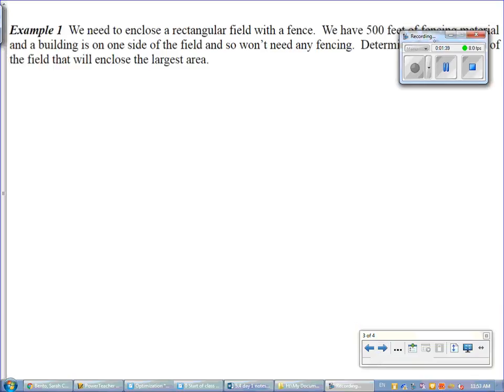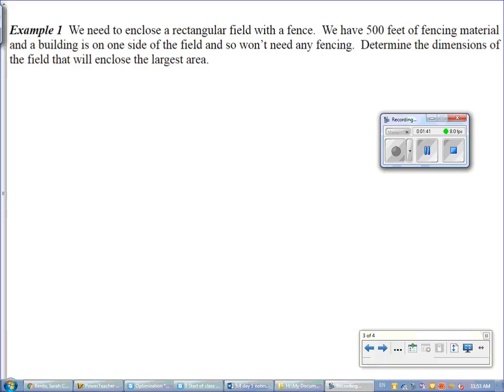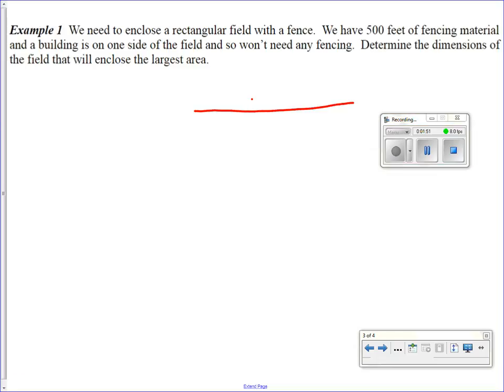All right, so we are going to enclose a rectangular field with a fence. We have 500 feet of fencing, and the building is on one side. So it's always helpful to draw a picture. So we have a building. And so we are enclosing the field on only 3 sides of the fence. And we know that we have 500 feet of fencing. And it is a rectangle. So maybe I have my length and my width. So I know that those two sides are the same.